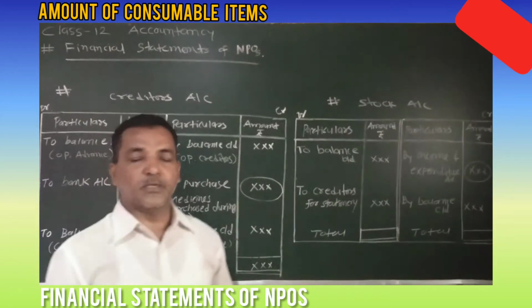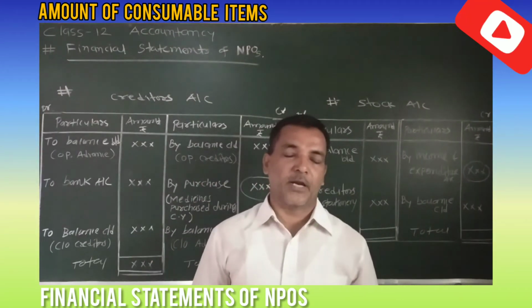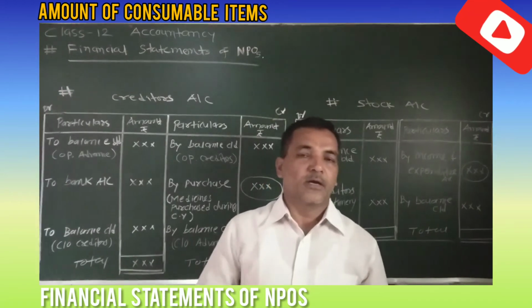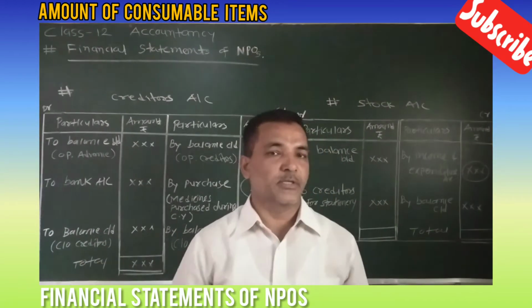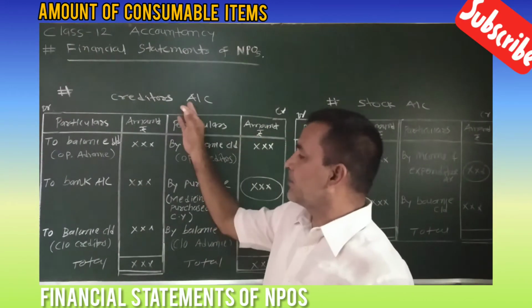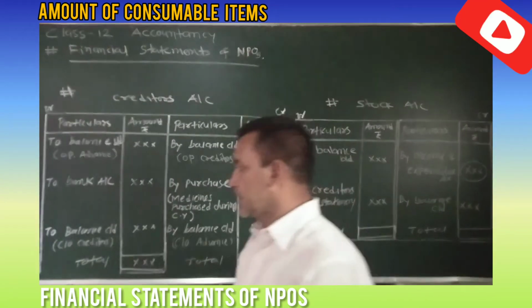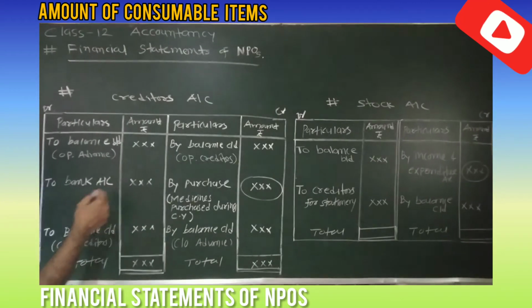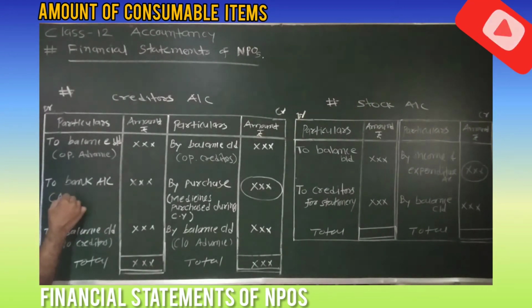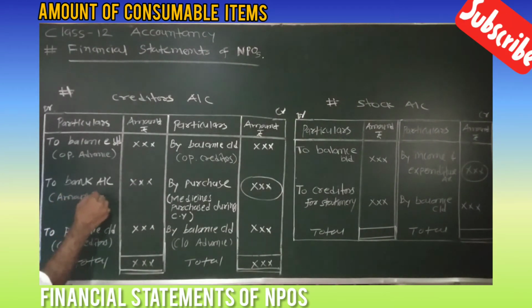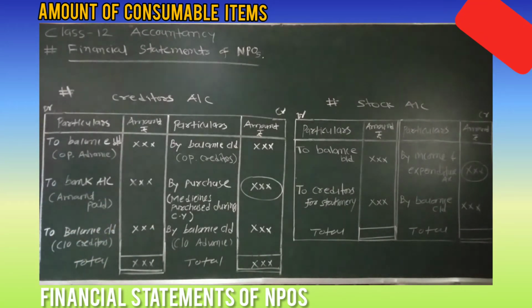Thereafter, if in the question the amount paid to creditors is given, then creditors to bank, that would be the journal entry. So we will write on the debit side to bank, this is nothing but the amount paid to creditors. So to bank account or to cash account, this is amount paid. So amount paid will be recorded on the debit side.